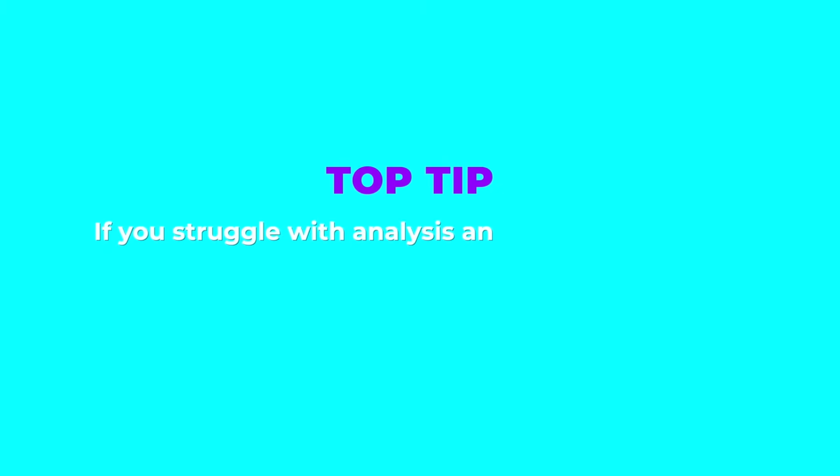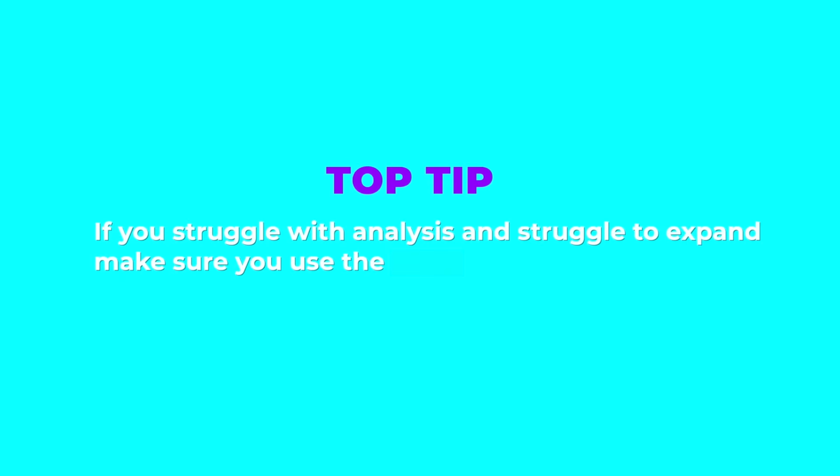And also remember, guys, a bit of a top tip, if you really struggle with analysis and struggle to expand, make sure you're using the word "as" and "because", because then it forces you to have to explain. Because you have to say Scrooge is presented as isolated because, and then you give your reason. It just forces you to have to explain.